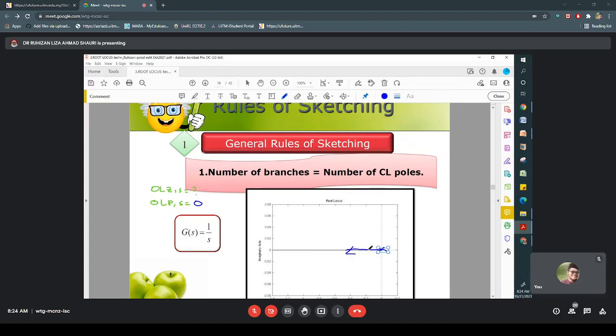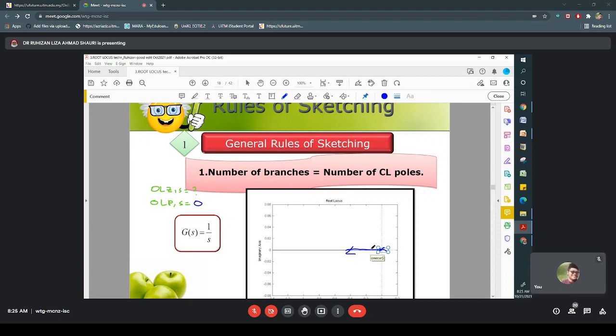Now there's one question here. Why does it go to the left? Why does this go to the right side? Hold on to that question, because you will get the answer in the next rule. Now the first rule says that the number of branches must equal the number of closed loop poles or the open loop poles. Here, the number of your open loop poles is 1. So your number of branches must also equal 1 only. So you have one branch.